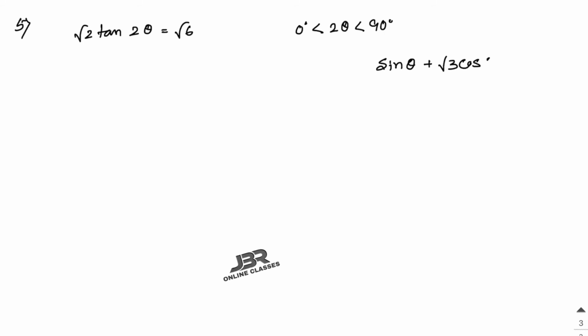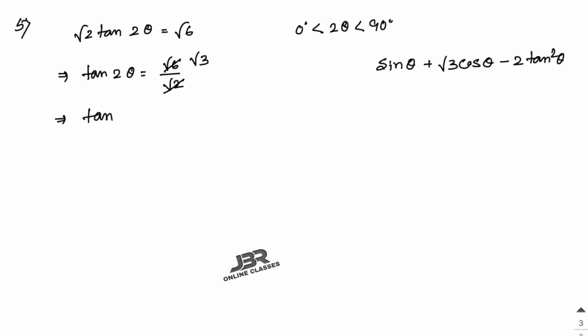Here in sum number 5, if root 2 tan 2 theta equals root 6, with 0 degree less than 2 theta less than 90 degree, find the value of sine theta plus root 3 cos theta, and last one minus 2 tan square theta. So first you have to find out the value of theta. So tan 2 theta equal to root 6 by root 2, so that equals root 3.